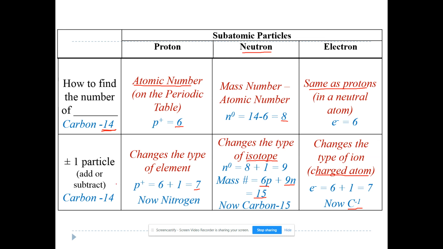And we're going to take a break and stop this video here, and we'll have a part 2 where we talk about how to read these symbols and talk more about isotopes and ions.